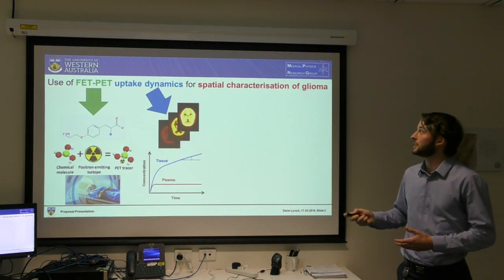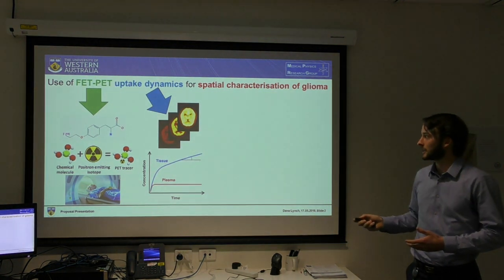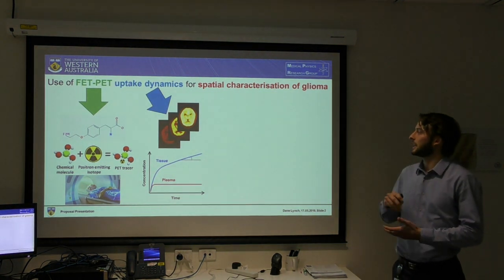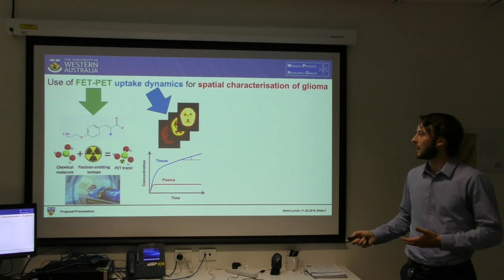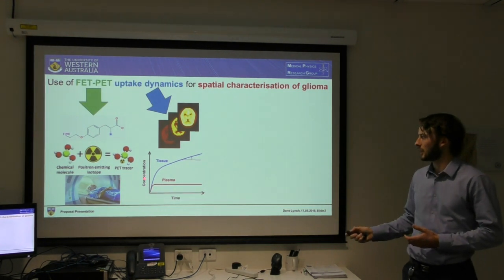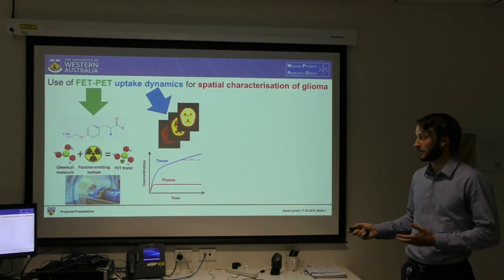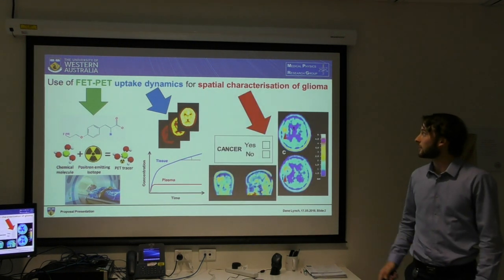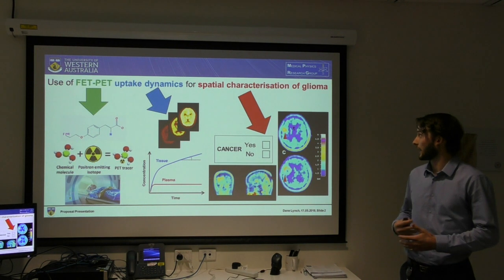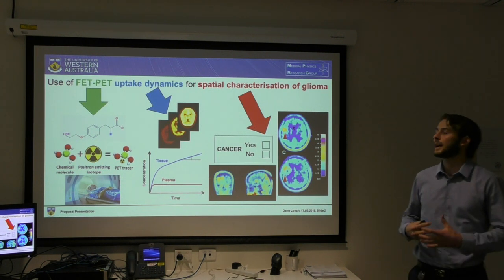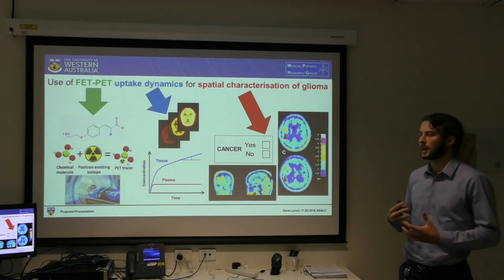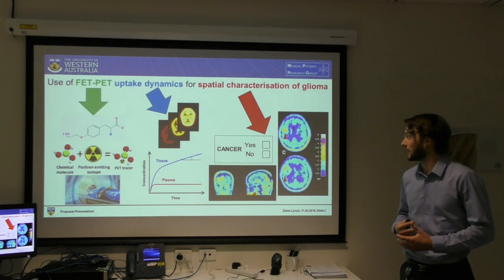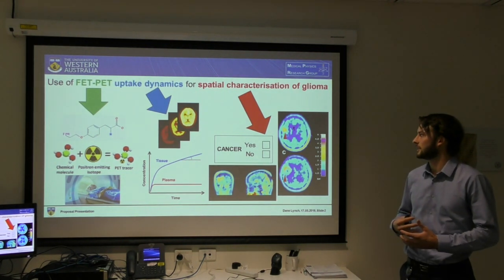So then I'll be using this to look at the uptake dynamics of the tracer, looking at images in time and forming these time activity curves for both the blood, the plasma, and the tissue. Using these curves, I'll be able to create 3D maps and hopefully better spatially characterise where the glioma is and assess how aggressive it is.